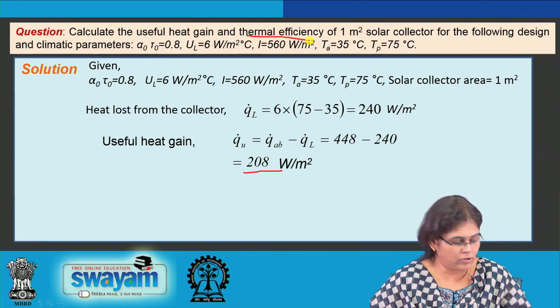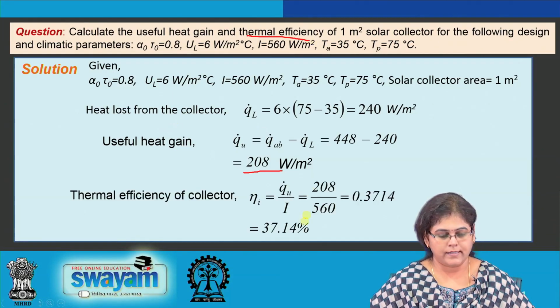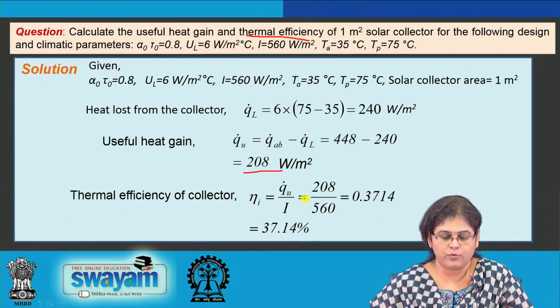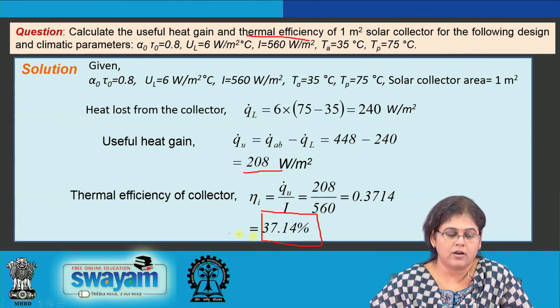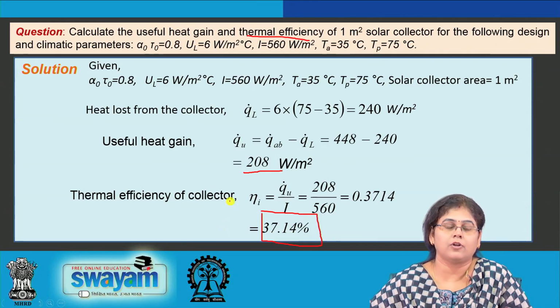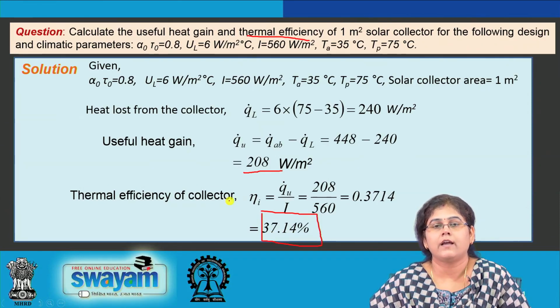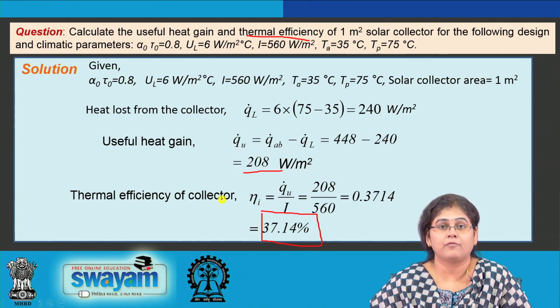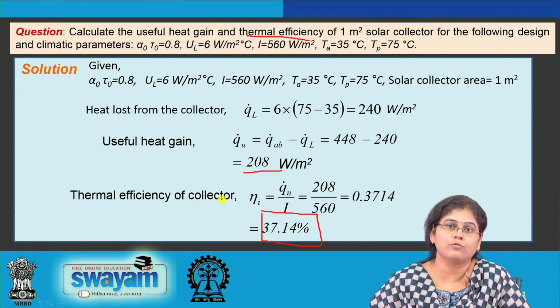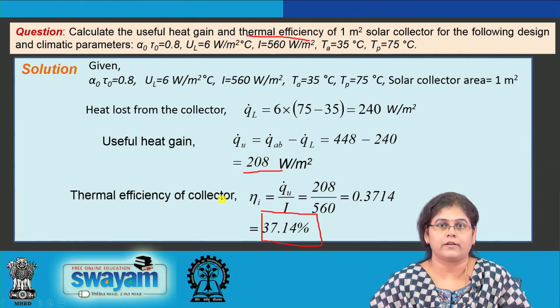Then we have to find out the thermal efficiency, that is Qu upon I. Qu we have already calculated as 208, upon the intensity, that is 560 watt per meter square. So, we are getting 37.14% as the efficiency of the collector. Normally, flat plate collector efficiency can go up to a maximum limit of 41% or 42%, but for getting higher efficiency we have to go for solar concentrators.